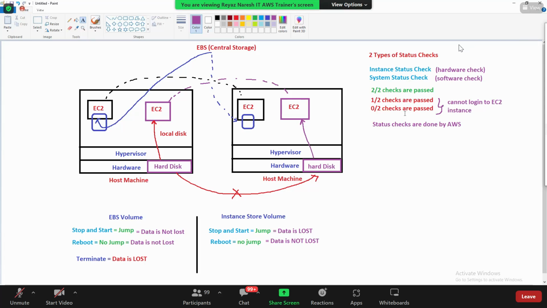But say you have one EC2 instance which is used for a longer time, let's say your application server. You stop and start the EC2 instance, and suddenly you got 1/2 checks passed. Will you terminate that machine? Then apply the logic.